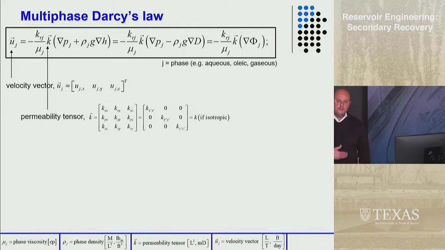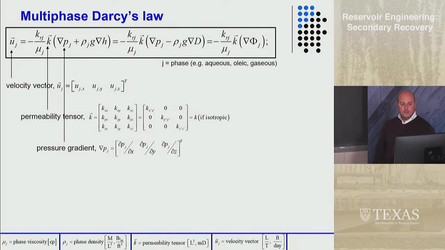Now, we almost never use a full tensor. We often approximate it by a diagonal tensor. You can actually reproduce this by turning your axes. So we might have an x, a y, and a z component of permeability. We won't have a full tensor there. And then if it is isotropic, if kx is equal to ky is equal to kz, then we just get k as a scalar. And many times in this class we'll do that.